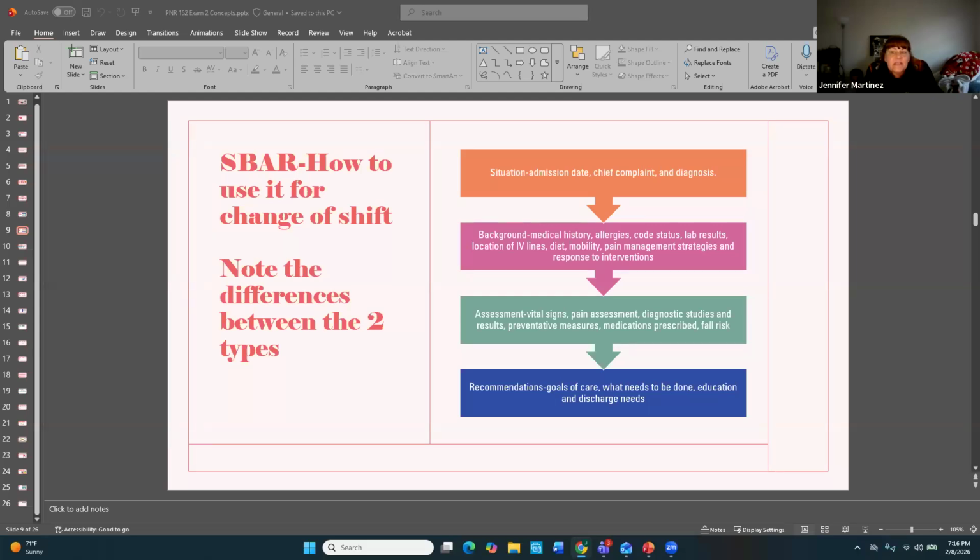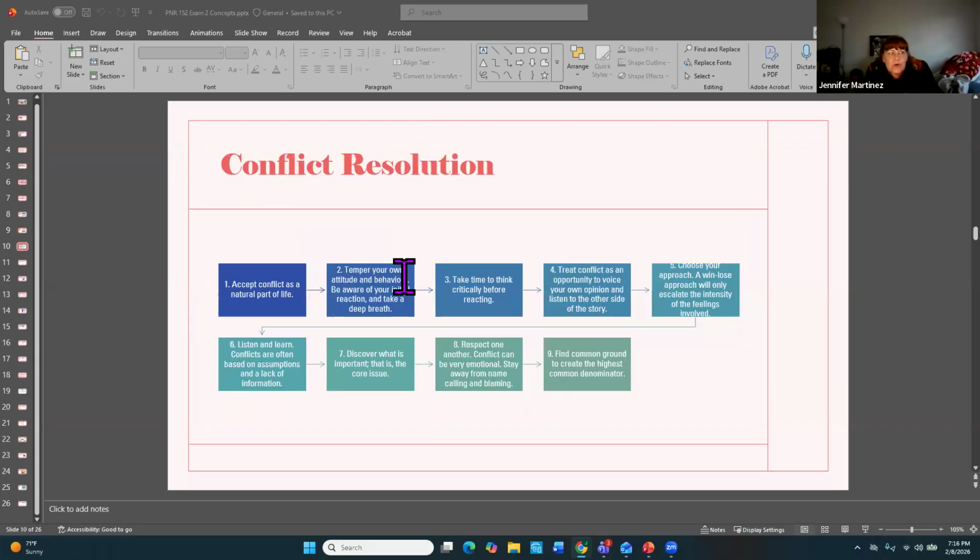And then your recommendations are the patient's goals of care, what needs to be done during the next shift, what are the education and discharge needs, any procedures that may need to be done as well. So make sure you understand the difference between talking to the provider and doing a change of shift report.